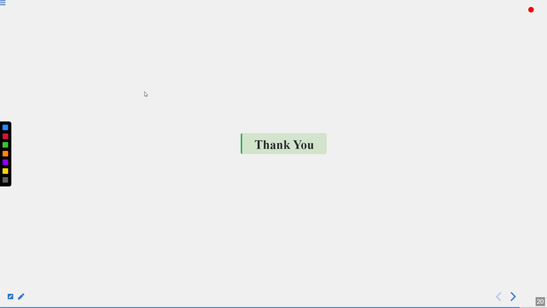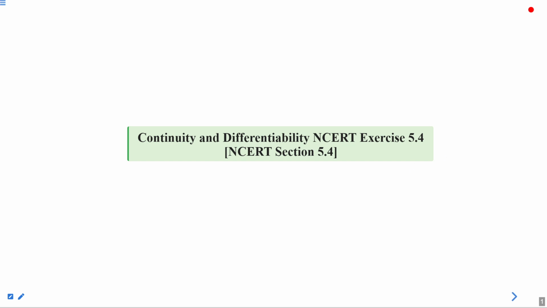Now we will discuss NCERT exercise 5.4. So let us start now. Continuity and differentiability, NCERT exercise 5.4, which is basically part of NCERT section 5.4.